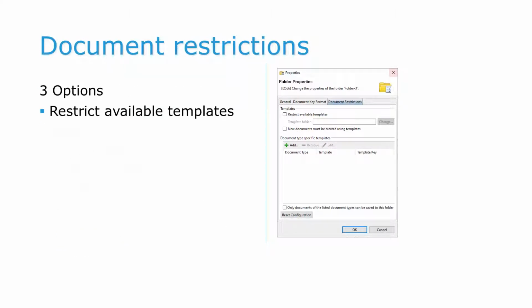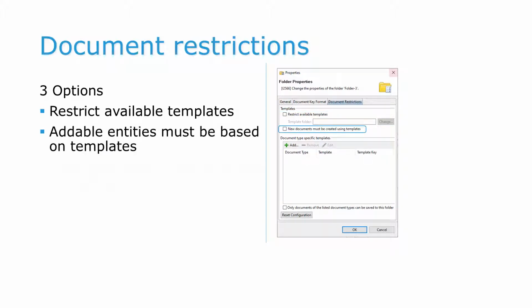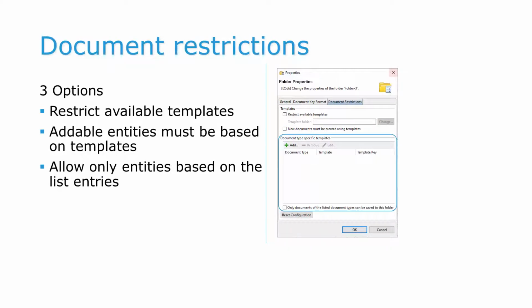The Document Restrictions tab provides 3 options to restrict folder content. With the first option enabled, users can only access particular templates. This does not keep users from adding new documents that are not based on templates. With the second option enabled, users can only add documents that are based on templates. A common use case is to combine this with the first option. With the third option enabled, users can only add documents that are based on the document types and templates listed in the table of this tab.